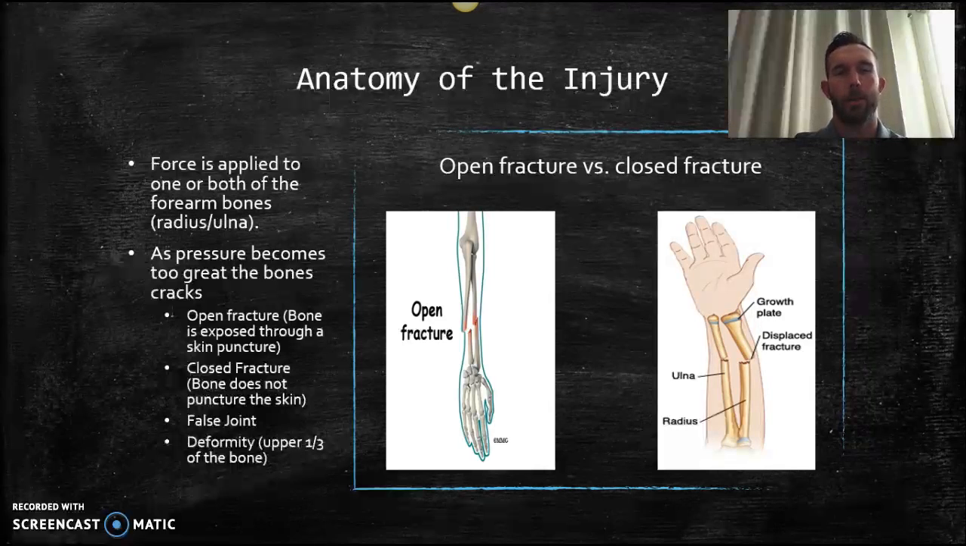An open fracture is where the bone punctures the skin and sticks out, and in that case you might see a false joint, where it looks like there's an extra bending point there. Or you'll have the closed fracture, where the bone does not puncture the skin.